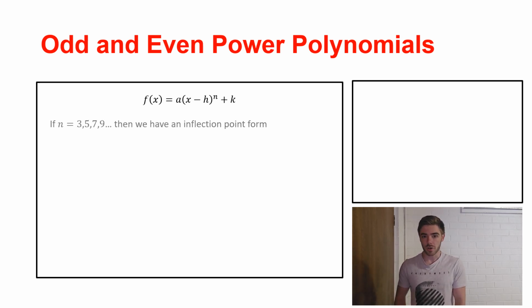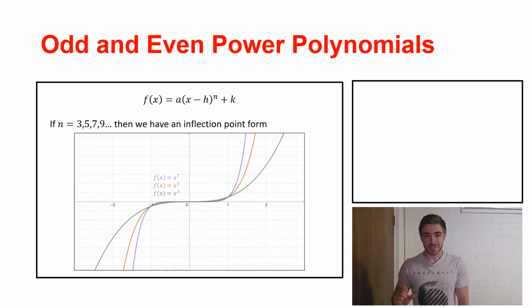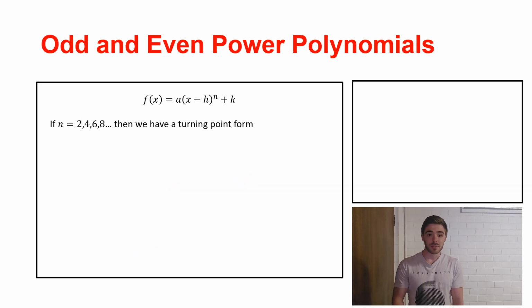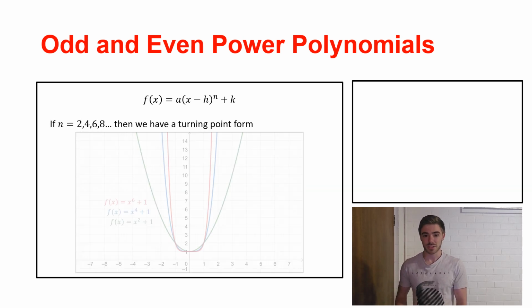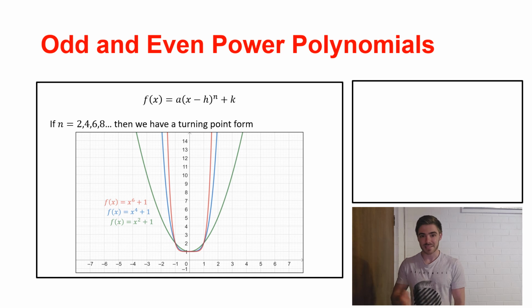If your power is odd, so 3, 5, 7, 9, then you're always going to have an inflection point form. The only difference between each of these forms is the steepness of the curve. As your power increases, the steepness also increases. If your power is even, then you have a turning point form. And once again, the only difference between the powers is as they ascend, so too does the steepness of your parabola. Let's look at some examples.